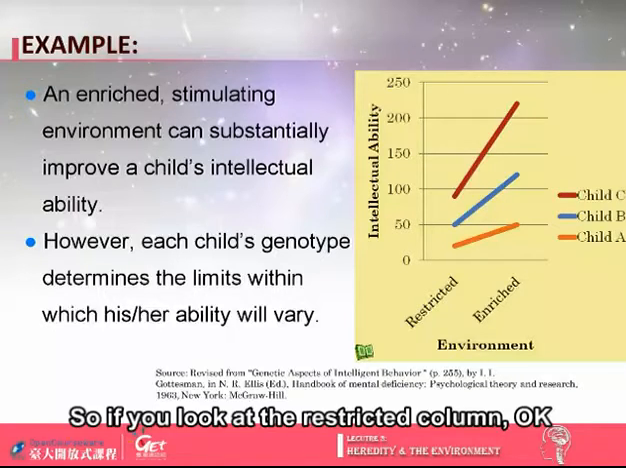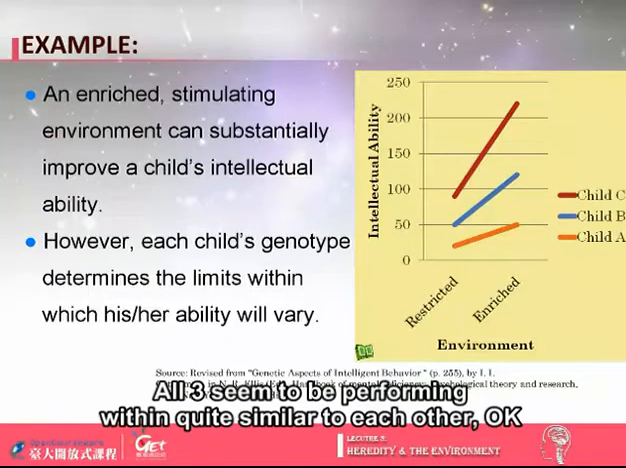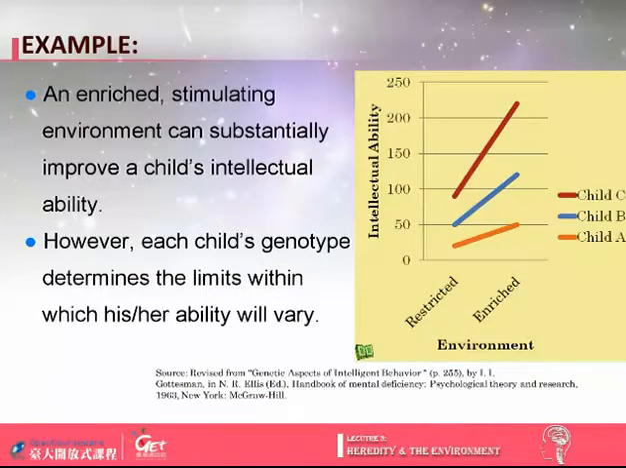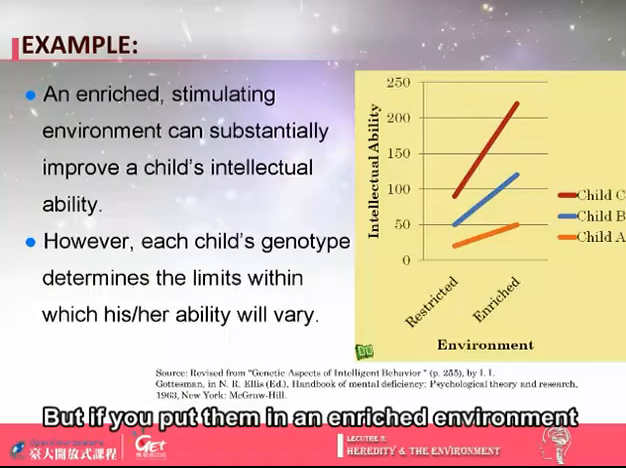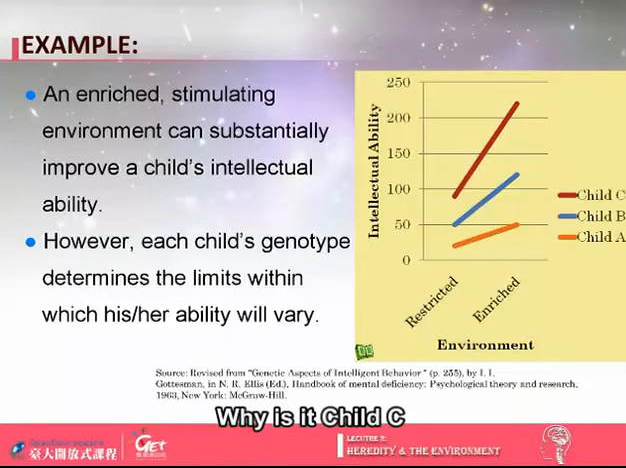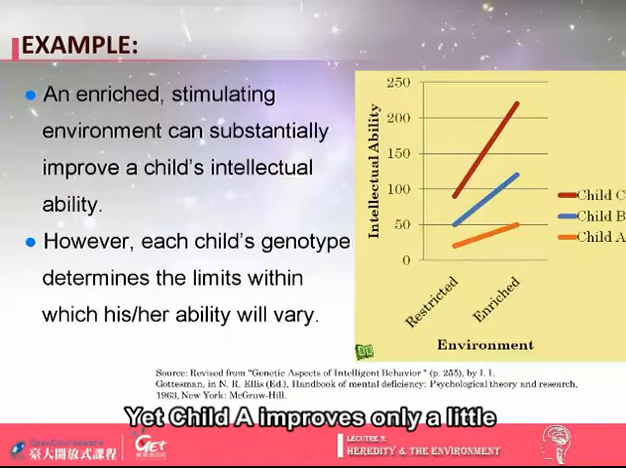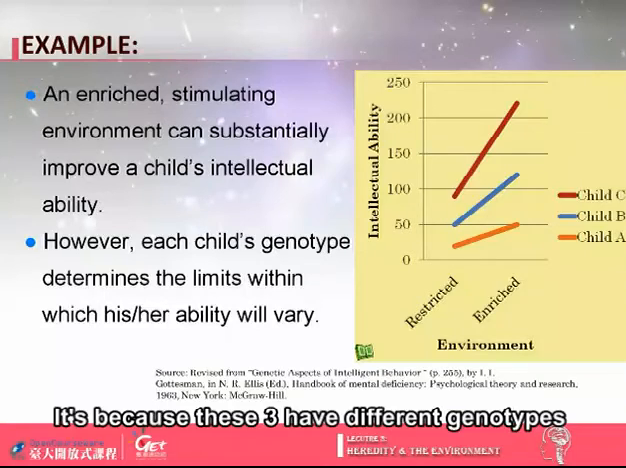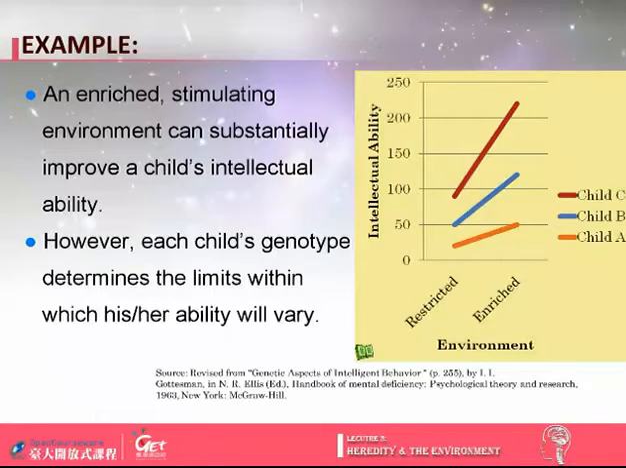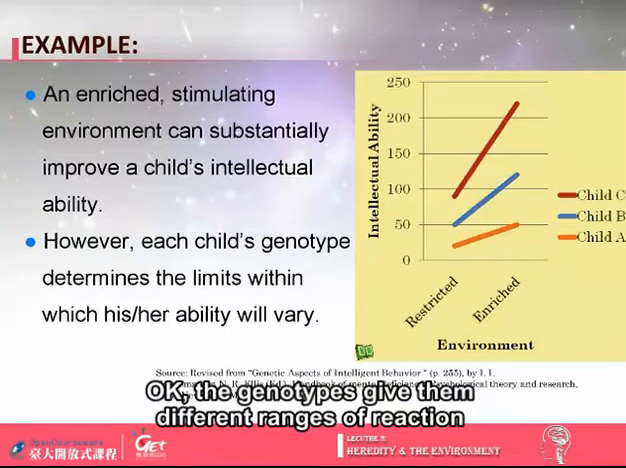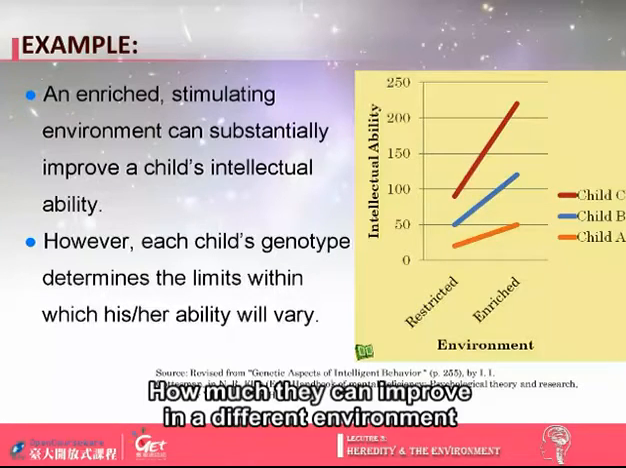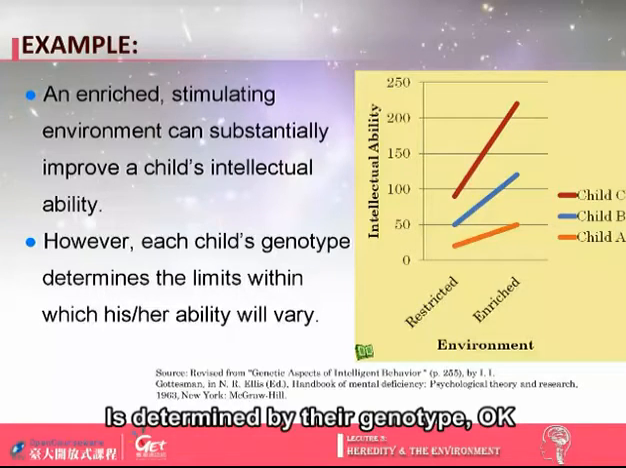So if you look at the restricted column, all three seem to be performing quite similar to each other. Okay, the differences are not big. But if you put them in an enriched environment, why is it child C's performance improves so much, yet child A improves only a little? It's because these three have different genotypes. Okay, the genotypes give them different ranges of reaction. How much they can improve in a different environment is determined by their genotype.